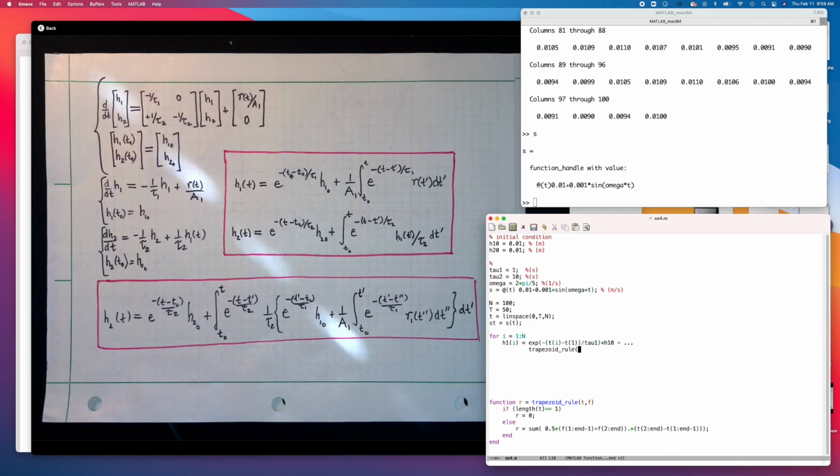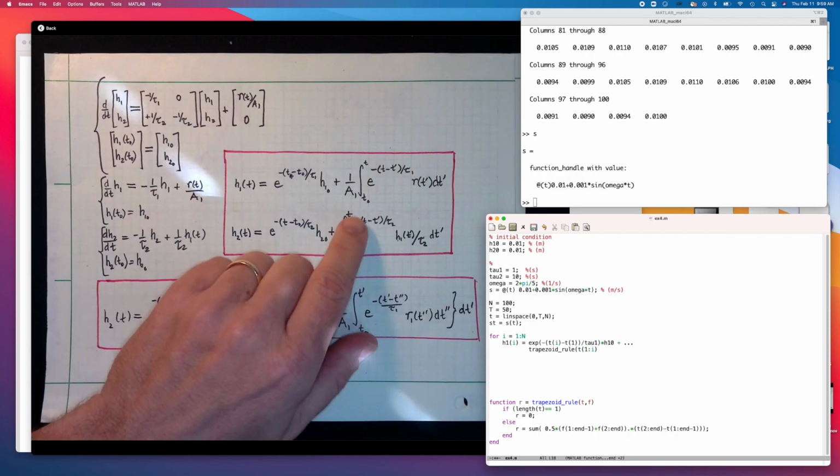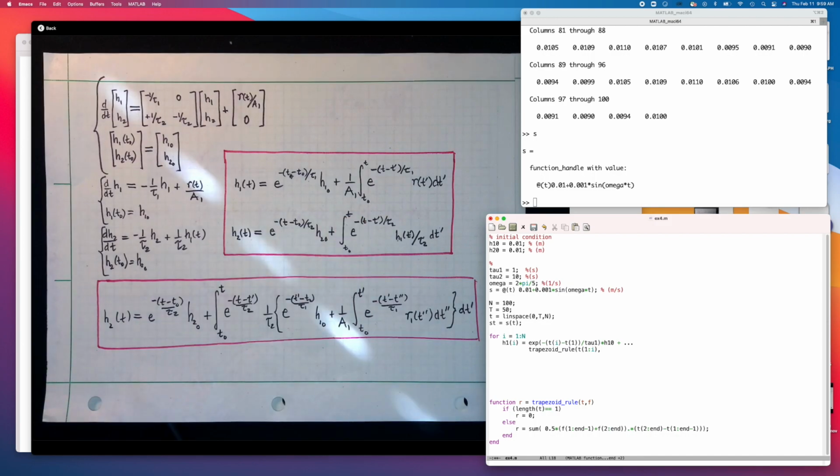We're going to put the t values that we want to integrate over. So we want to integrate from t from 1 up to i only, right? The first time through, we want to go up to point i, which is t sub i. And then the integrand, which is what we've already evaluated, st from 1 through i, like that.